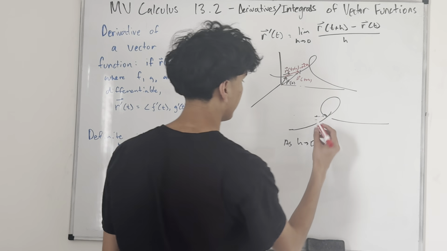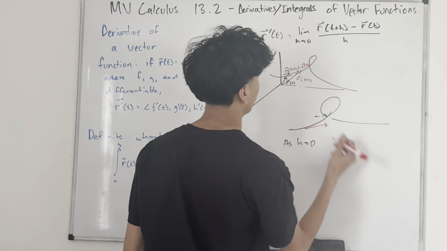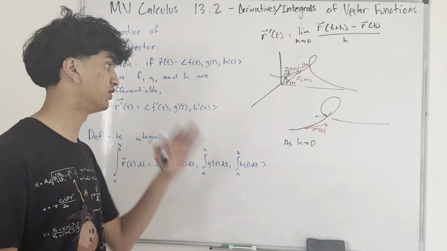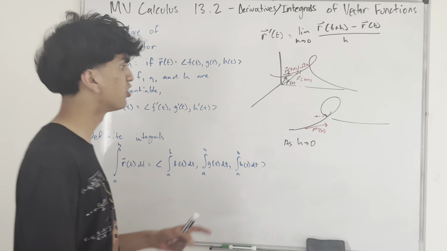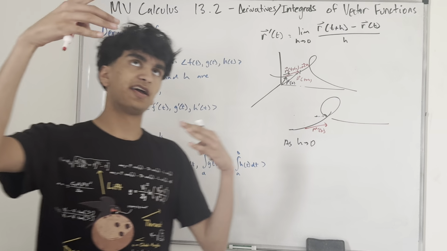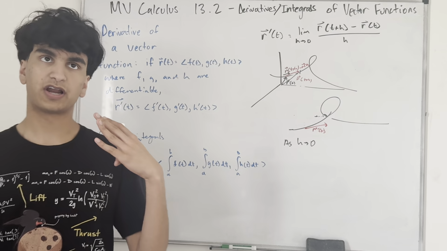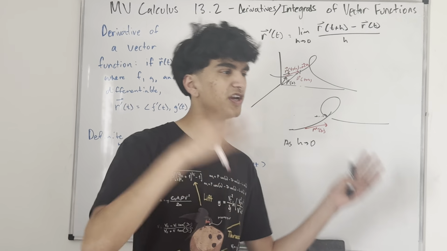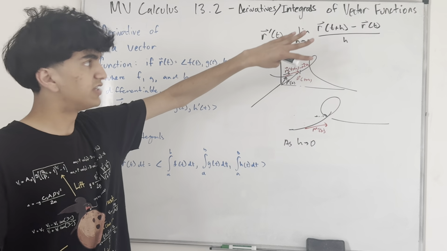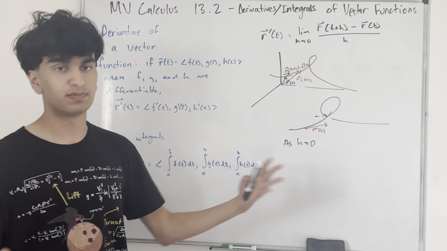You eventually get this, and this is the derivative, r prime of t. And you notice it is tangent to the space curve. That's what I was trying to show you: as h approaches 0, it's going to become tangent. The difference is approaching 0, you multiply it by 1 over h, and 1 over h approaches infinity, so you get that indeterminate form. But when you do the limit definition of the derivative, it just ends up being tangent to the space curve.